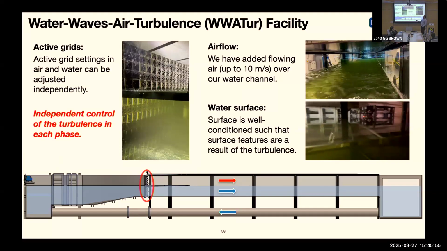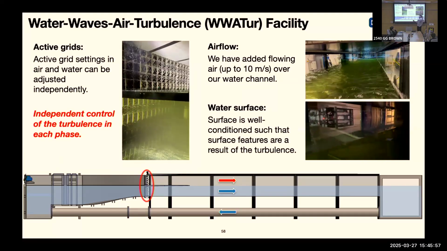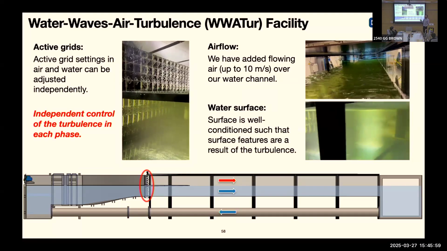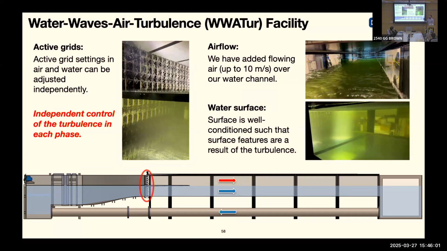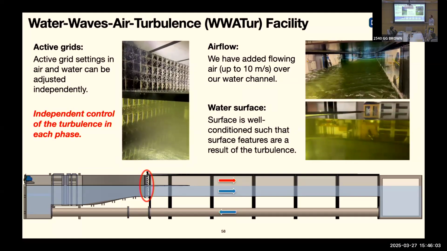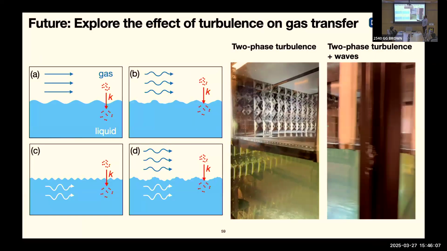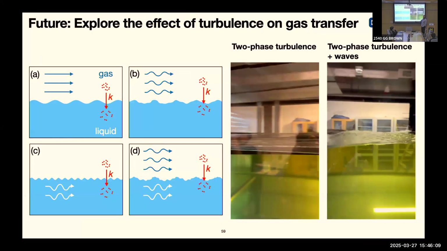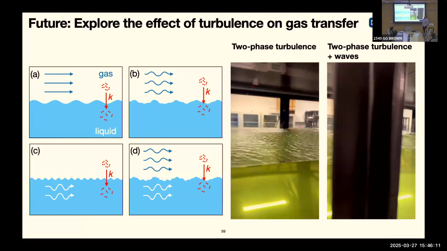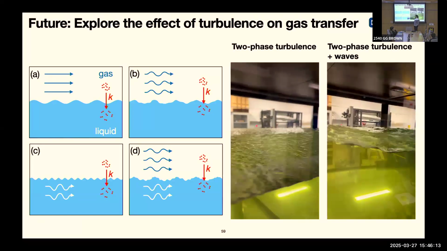And we have independent control of these two active grids, which means we can dial in things like turbulence intensity and intermittency separately in the water and the air phase, and then see how that impacts the interface and how it impacts gas transfer, which means that we can access this entire matrix of problems as opposed to just accessing one of them. So we can get to here, basically.